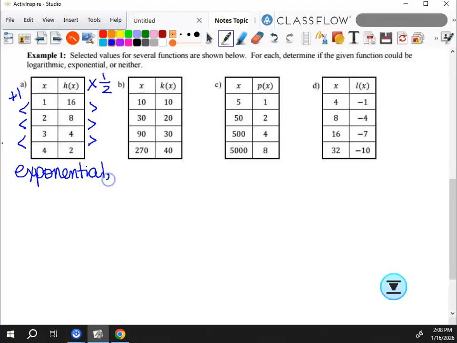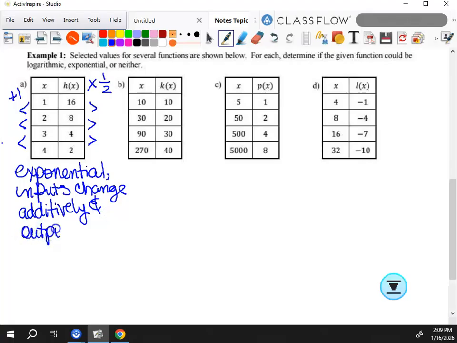Okay, so I'm going to write this one out pretty much exactly like what she just said. Exponential, and instead of saying input values, which is fine, and which I'll probably say, if we just say inputs, it kind of takes care of it. We don't have to write as much. So inputs change additively, and outputs change multiplicatively.